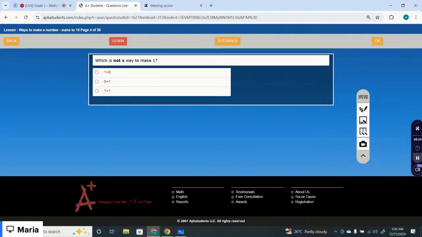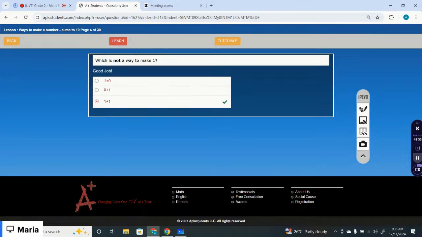Not a way to make 1, right? That is 1 plus 1. That doesn't make 1, right? That makes 2. So option number 3 is the correct option. 1 plus 1 is the correct option.